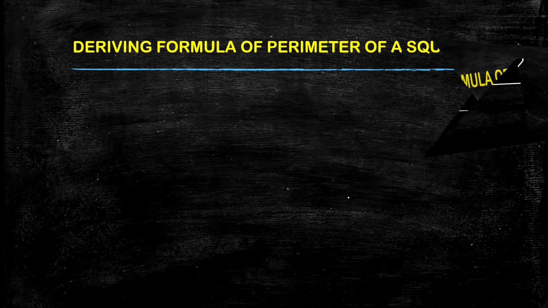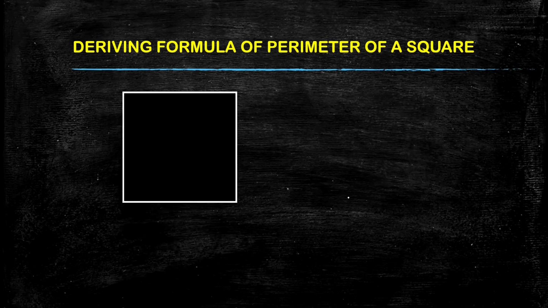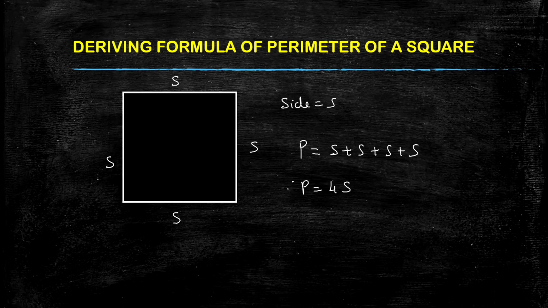Similarly, we will find out the perimeter of a square. When we talk about a square, we must say that it is a special type of rectangle where the length is equal to breadth. Now here let's assume all the sides are S, because all the sides of a square are equal. So we have perimeter equal to S plus S plus S plus S, 4 times S. So we can say that the perimeter of a square is equal to 4 times its side, and it is represented in units.